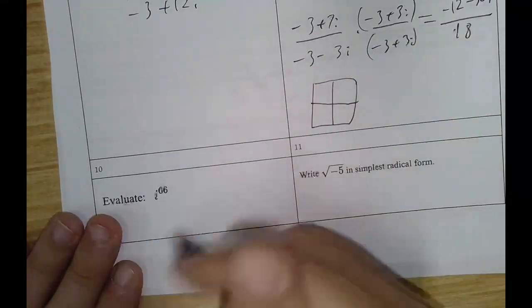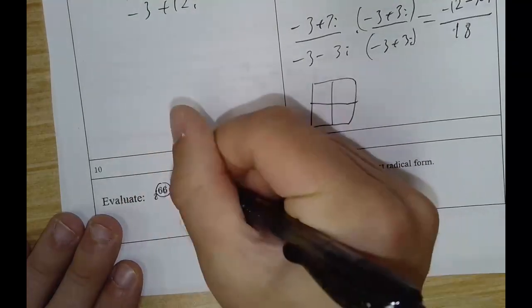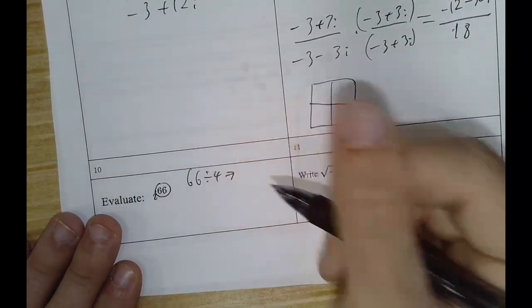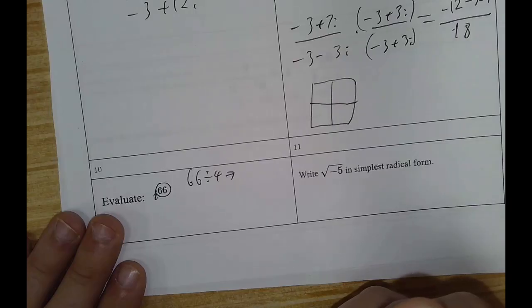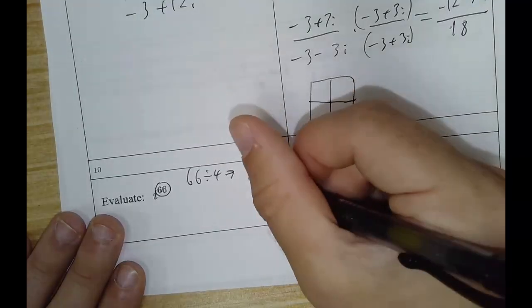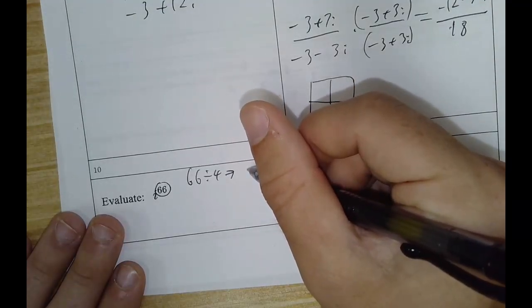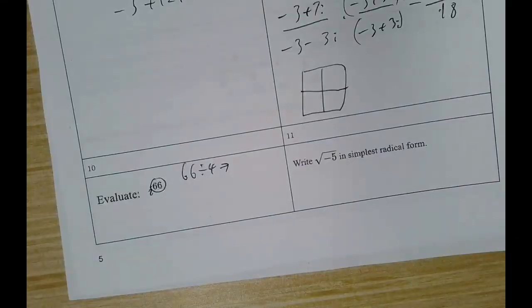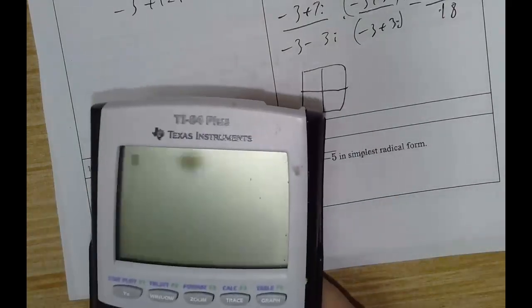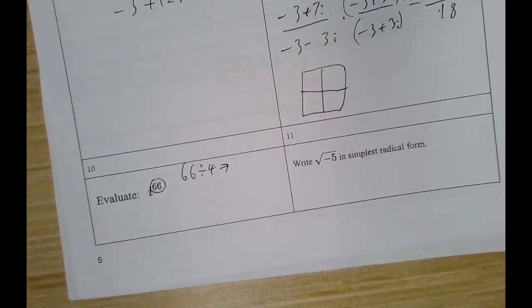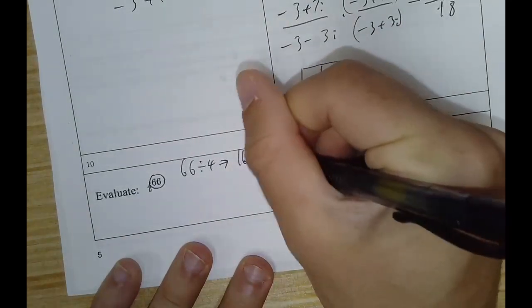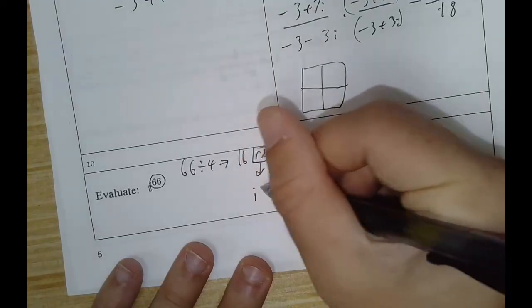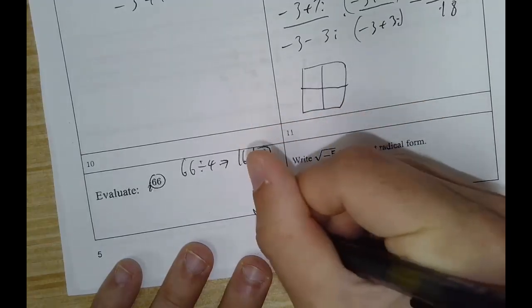i to the 66 and root negative 5. Whenever you have i to some big number, you take this big number, 66, and divide it by 4. You can use a 4-function calculator for this. 66 divided by 4 is 16.5, so it's 16 remainder 2. That remainder is what helps you. It becomes your new exponent of i, which then becomes negative 1.